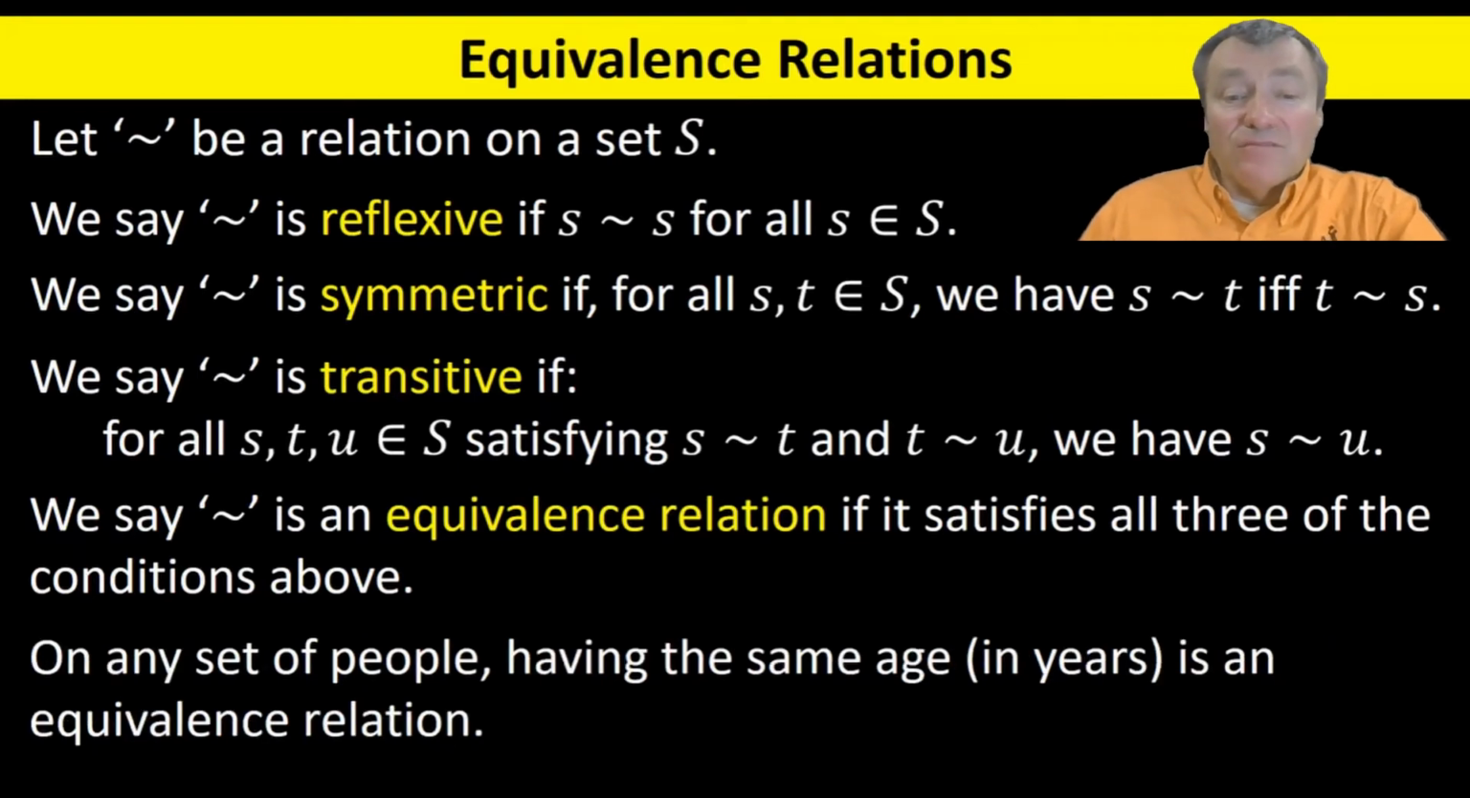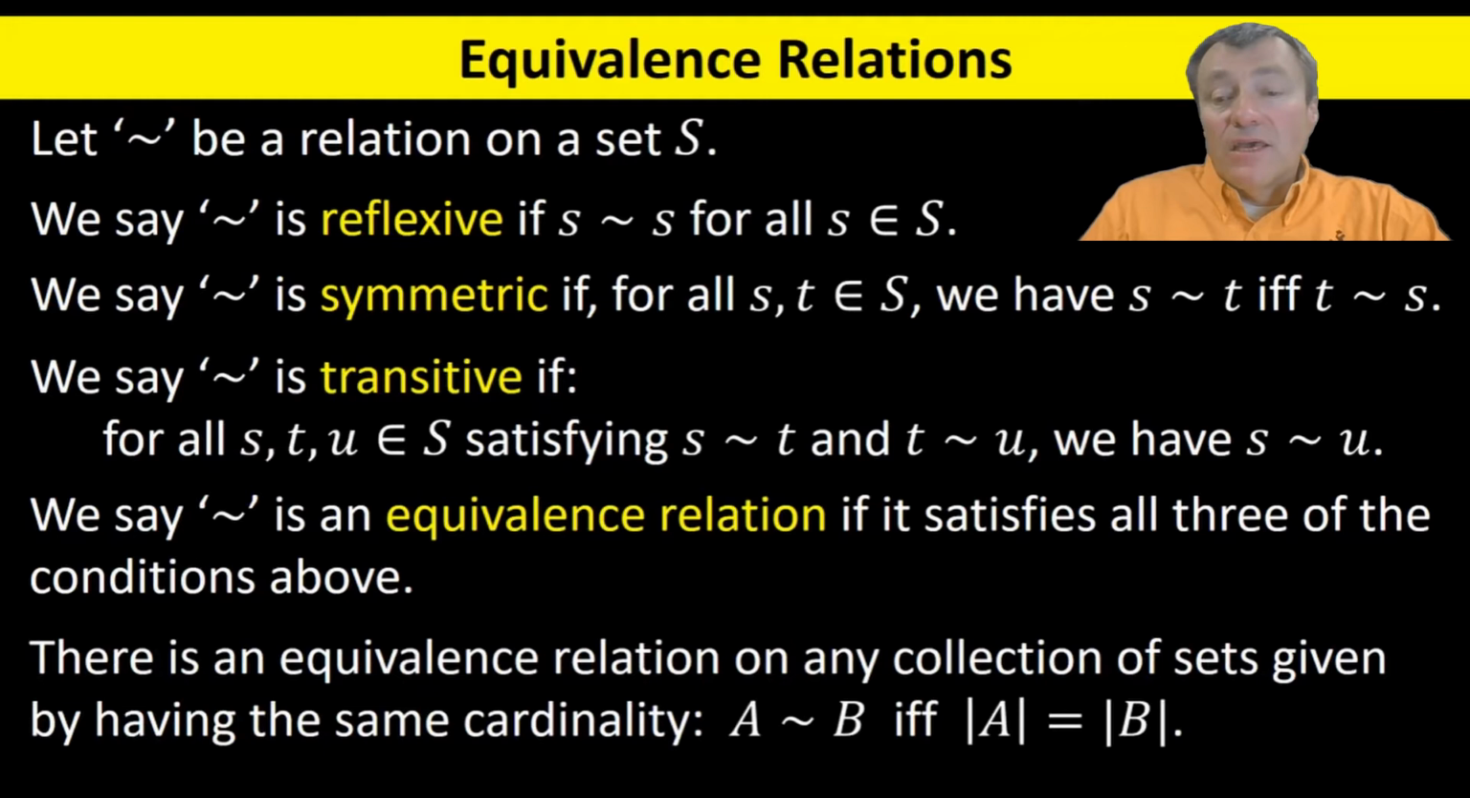Here's an example of an equivalence relation, certainly less trivial than my first example. On any set of people, the relation of having the same age in years is an equivalence relation. If A and B have the same age and B and C have the same age, then A and C have the same age. That's transitivity, and you can easily see reflexivity and symmetry. So that's an equivalence relation.